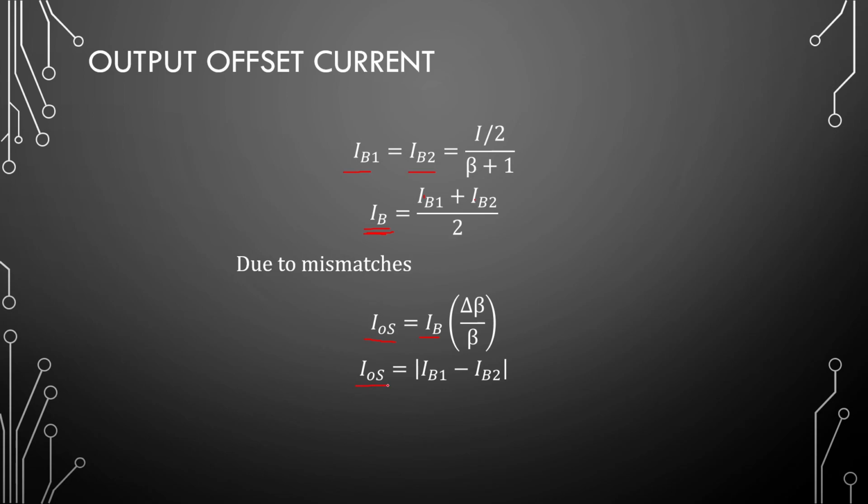Your offset current is also when you take the absolute value and subtract the two bias currents from one another. Right, so you always need to cater for these offsets while you're working with a BJT based differential amplifier.